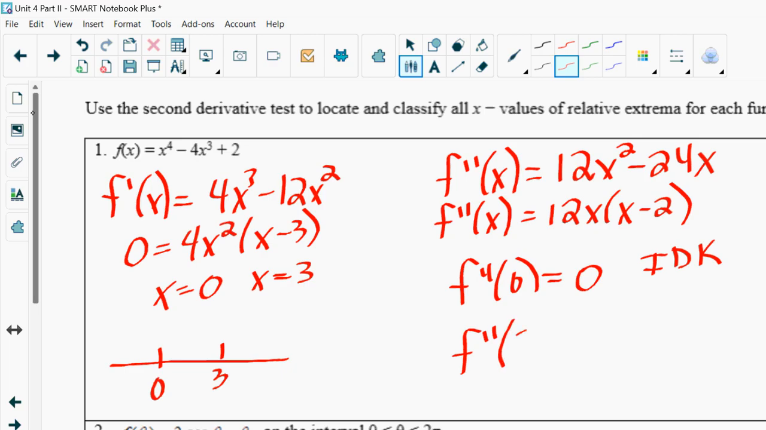But if I plug 3 in here, 12 times 3 is a positive, 3 minus 2 is a positive, which means I'm going to get a positive answer, which means that graph is concave up. So I can say x equals 3 is a relative minimum.